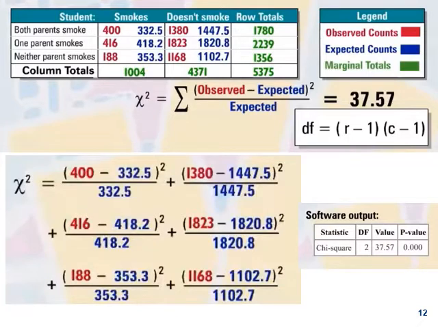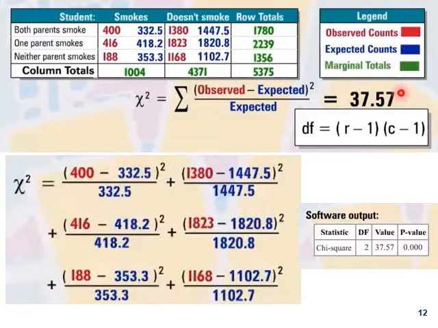Earlier we saw the formula, and now we calculate for every value. This is the observed, and this is the expected, the calculated one, and here we can see all these values. We put each value into our formula and sum them, because we have to do the summation of all the values, and from here we got the chi-square value, which is 37.57.